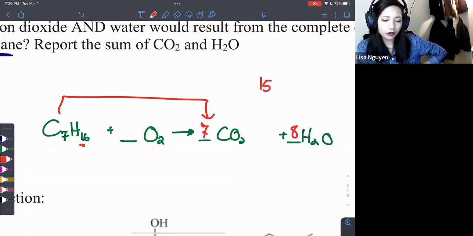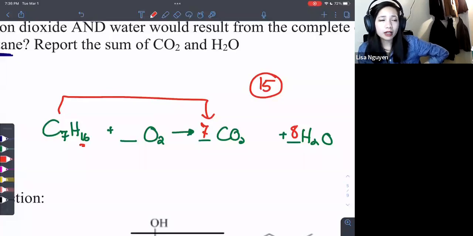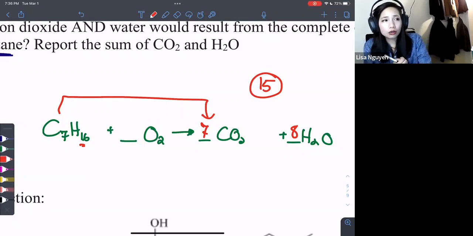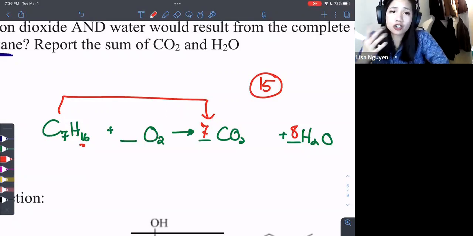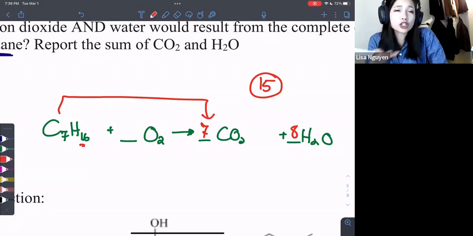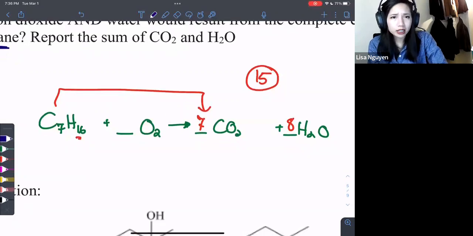So the answer here is 15, the sum of the coefficients in front of CO2 and water. I could ask you, I think it was one of the questions on the homework, what is the coefficient in front of oxygen? In that case, you would have to completely balance it. So why don't we just balance the whole thing, just to remind ourselves how to do it?